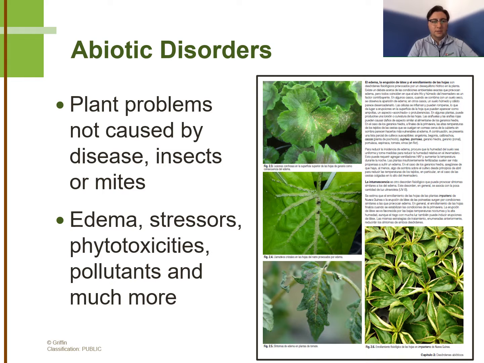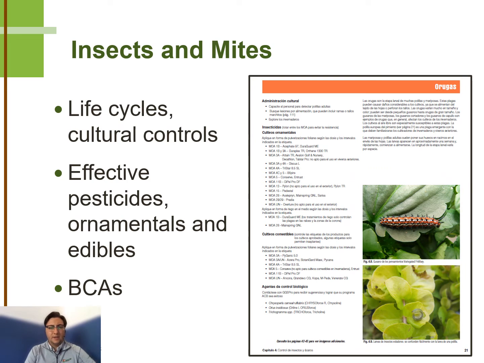Starting with abiotic disorders, these will be a variety of different disorders that both edible, ornamental, and medicinal crops can experience that are not caused by a living organism. For example, here we can see a section on edema, but there's a variety of other stressors, phytotoxicities, and pollutants that your plants can experience, and we included a variety of photos and descriptions as to why these things can be caused.